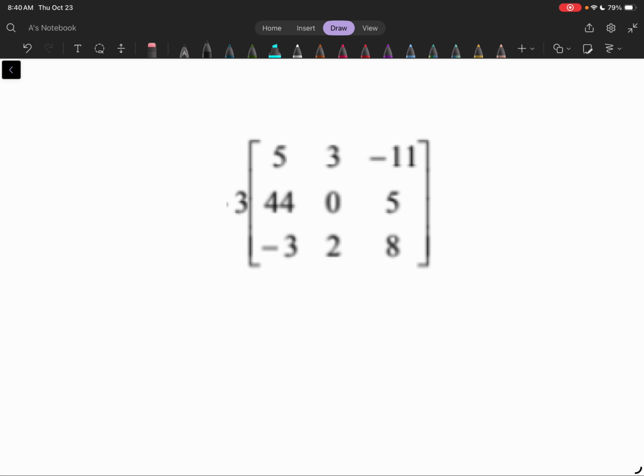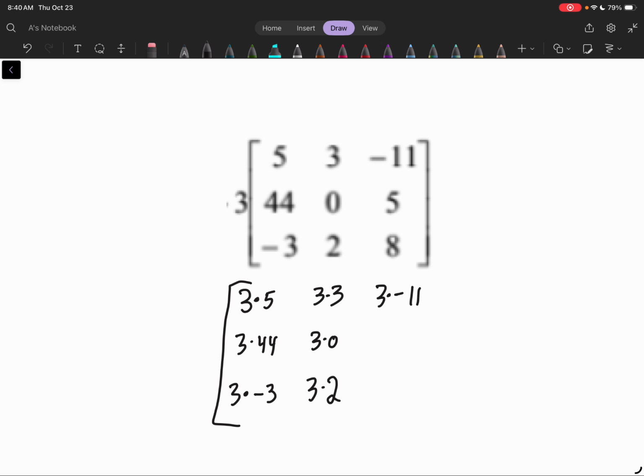To multiply by this 3, I'm going to take each individual element and multiply by 3. So this is 3 times 5, 3 times 44, 3 times negative 3, 3 times 3, 3 times 0, 3 times 2, 3 times negative 11, 3 times 5, 3 times 8. In other words, using a scalar is a whole entire lot of distributing.